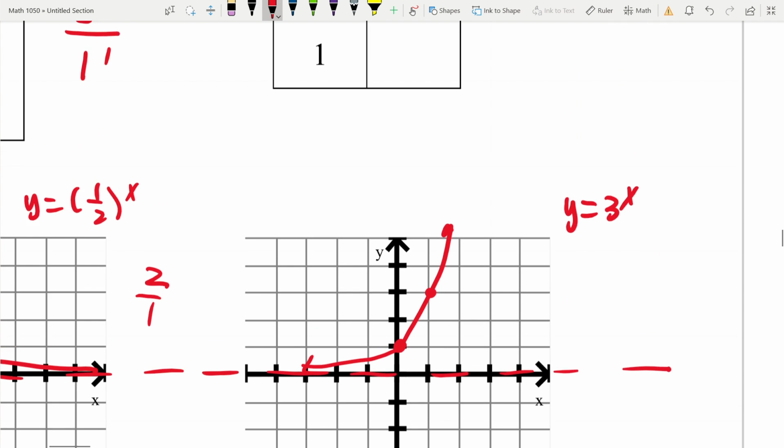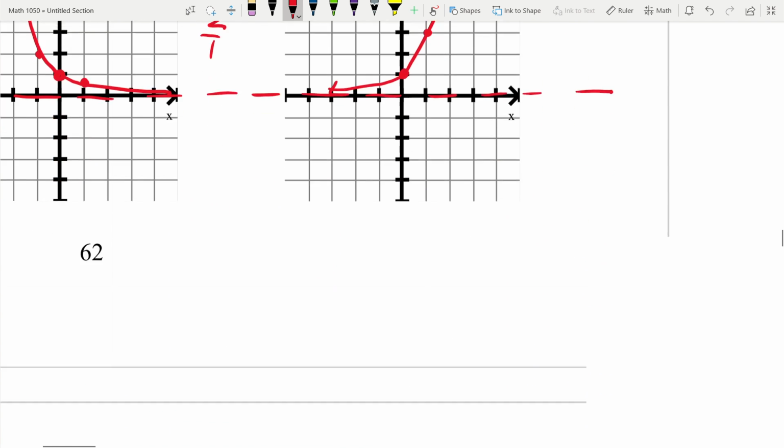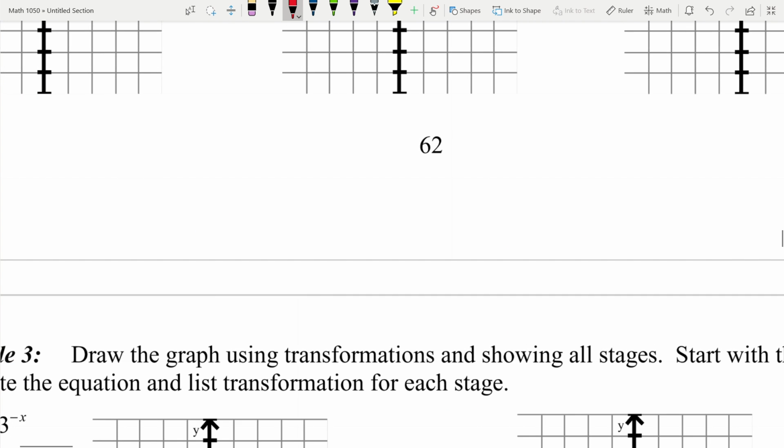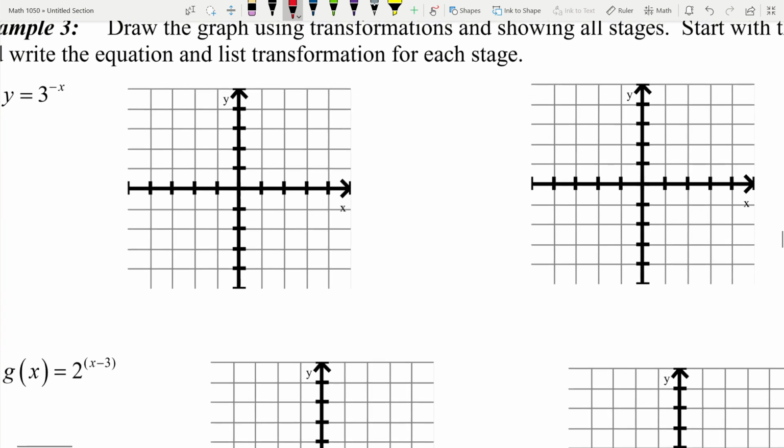Okay, great. Let's do the silly table. 3 to the 0 is a 1. 3 to the first is a 3. What is a 3 to the negative first, everybody? 1/3. Yeah. Done. Good. Okay. All right. This guy. 3 to the negative x.